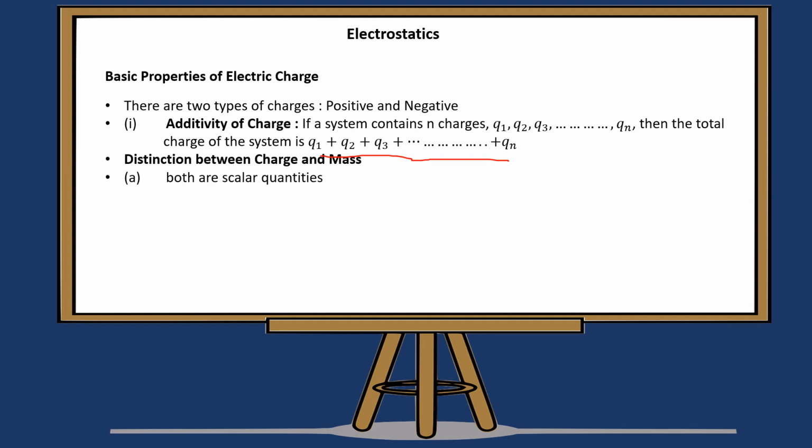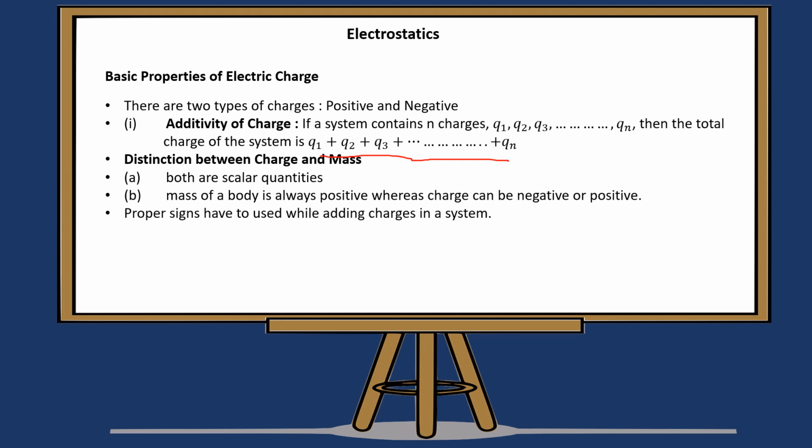Let us have a little comparison between charge and mass. Both are scalar quantities. Mass of a body is always positive, but charge can be negative or positive, depending upon the nature of the charges. Therefore, proper signs have to be used while adding charges in a system, especially in numerical problems.